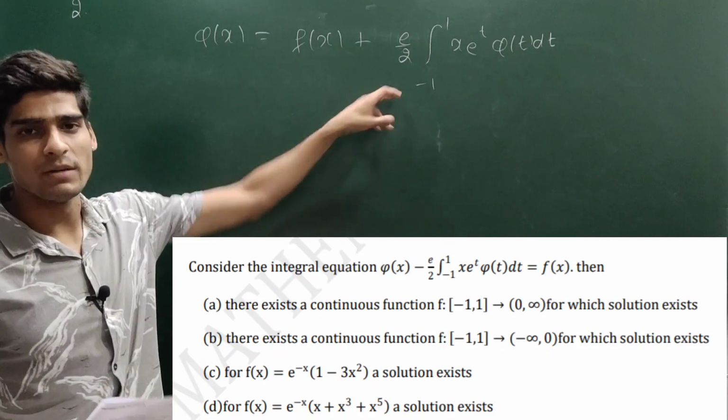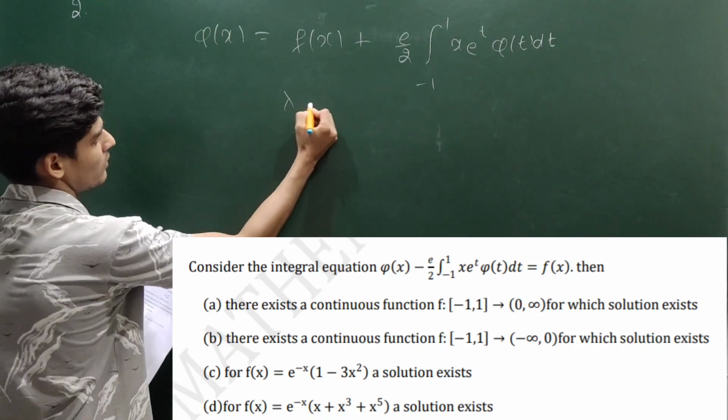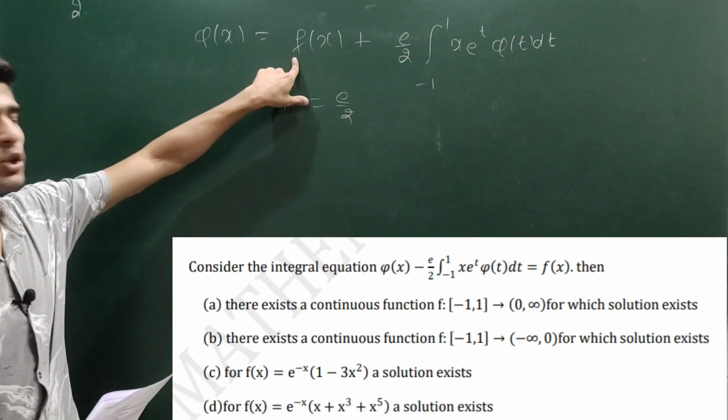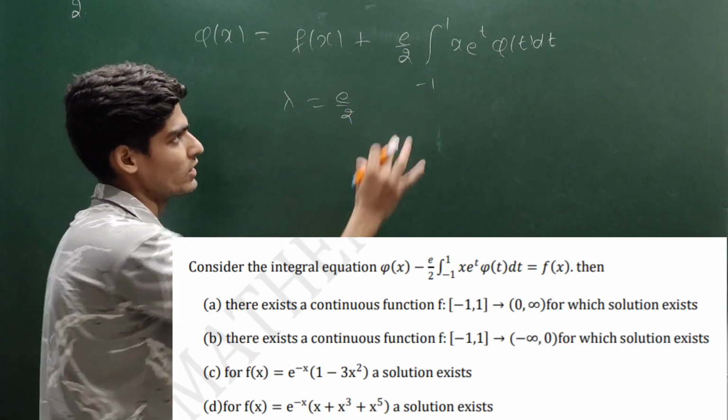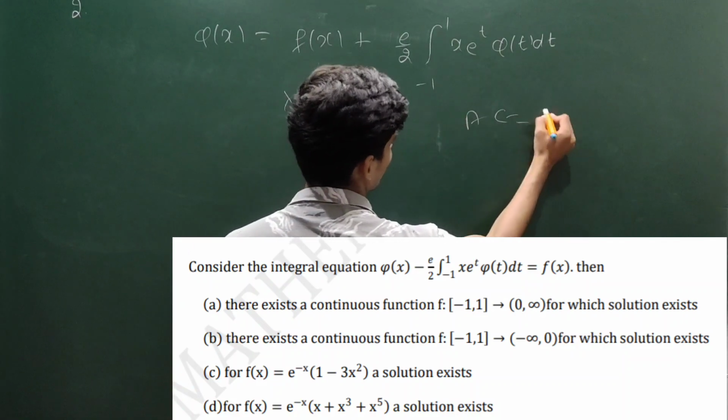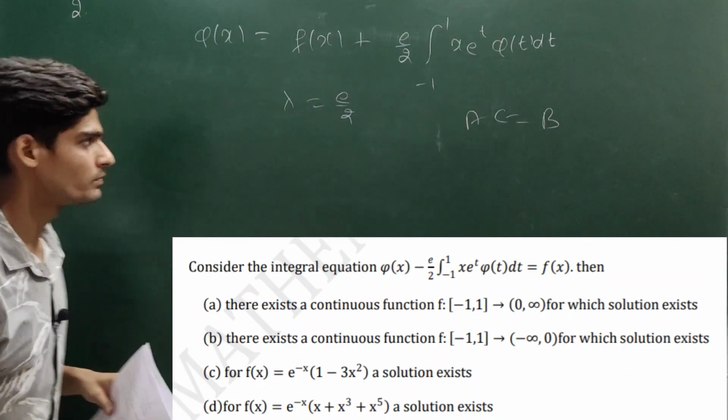Here your lambda is e by 2, and you know very well one thing, this is a non-homogeneous problem, so this turns into a system of linear equations. The system is given by AC is equal to B. Let me give you the explicit form.